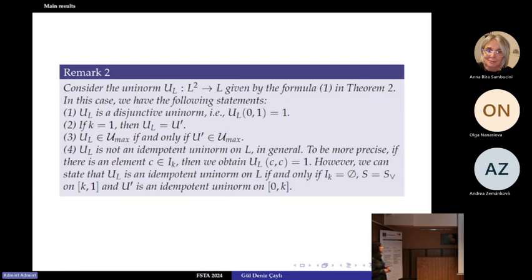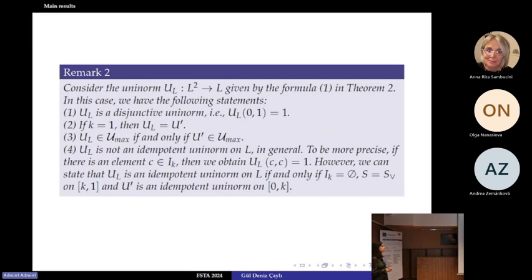And considering this uninorm, it is a disjunctive uninorm. If K is equal to 1, then it coincides with the uninorm U prime. It is in the class of U max if and only if the uninorm U prime is in the same class. In general, it is not an idempotent uninorm because for the elements incomparable with K, its value is 1.